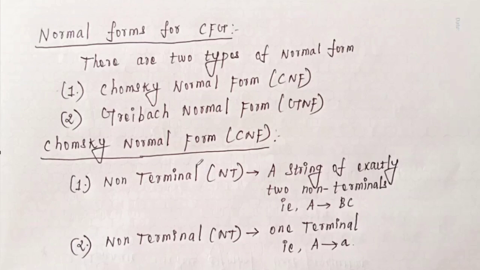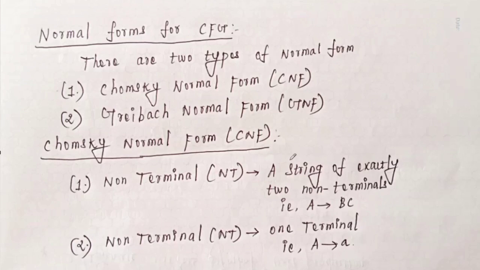In the definition part, the left-hand side non-terminal symbol derives a string of exactly two non-terminals, from A tends to BC. Here capital A is the start symbol, B and C are non-terminal symbols. Second, a non-terminal symbol derives a single terminal, from A tends to small a. Here capital A is a non-terminal, small a is a terminal symbol.